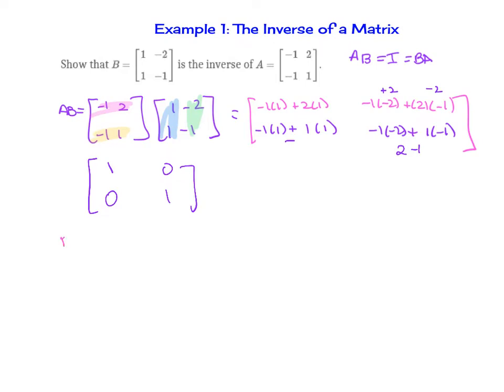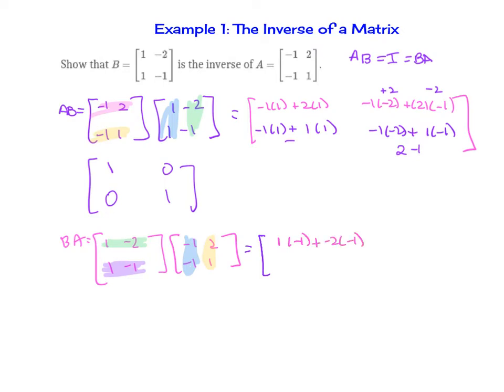Now let's do B times A. B is 1, negative 2, 1, negative 1, and A is negative 1, 2, negative 1, 1. Again, we're going rows by columns here, which helps me keep it organized. We'll do the first row. This is 1 times negative 1 plus negative 2 times negative 1. Then I do 1 times 2, the second column, plus negative 2 times 1.